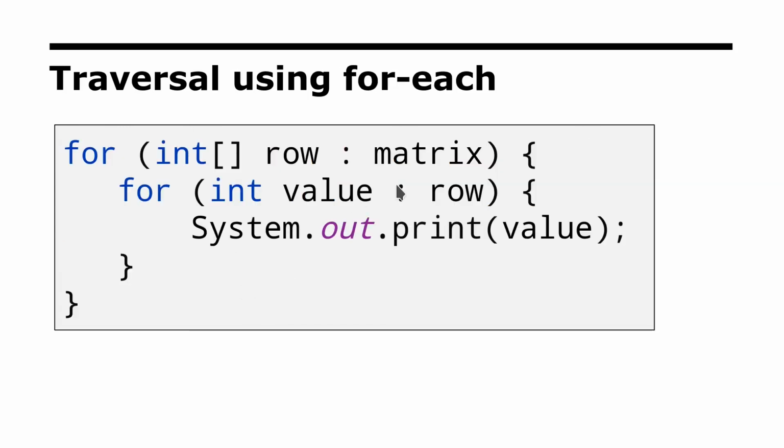Using a for each, I can do the same thing, and I could call my matrix. I could take each and every row of my matrix. I have to use the correct type here. I'm using ints, so this is an int array, and then I can simply, within the inner for loop, traverse my one-dimensional array here, which is called row.